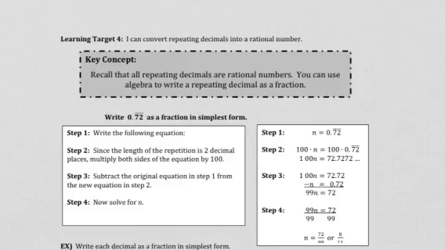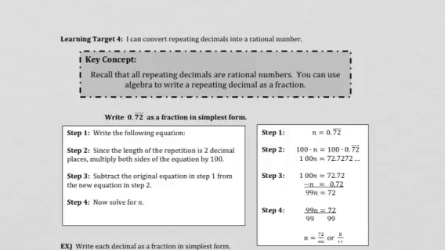I am going to walk through this example that is completed for us, and I would like for you to follow along as I talk. So the key concept is that all repeating decimals are rational numbers, which means we can write them as a fraction. So you can use algebra to write a repeating decimal as a fraction. So the example that's completed for you already is writing 0.72 repeating as a fraction in simplest form.